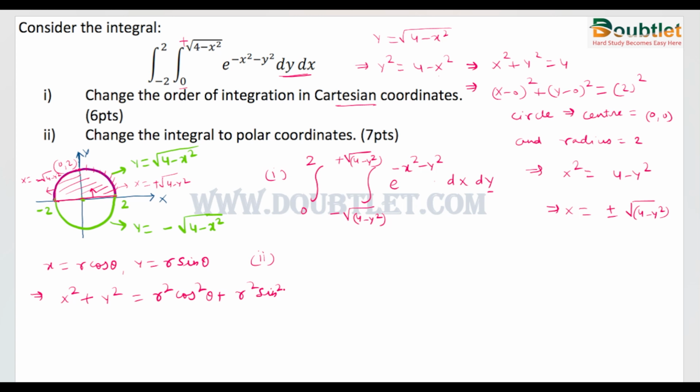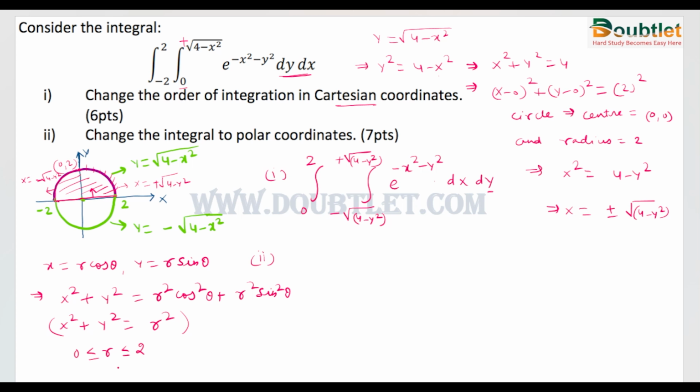So if we take r square common, what do we get? x square plus y square is equal to r square times cos square theta plus sin square theta, and that value is 1. So this is basically the equation of a circle with center 0, 0 and radius r. So center is 0 comma 0. So we know that the limit of r varies from 0 to 2, and for the limit of theta, we will consider this part of integration.